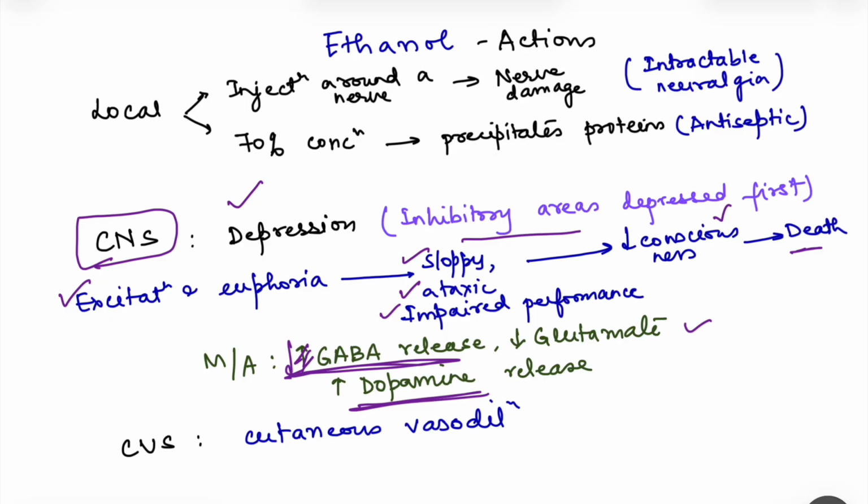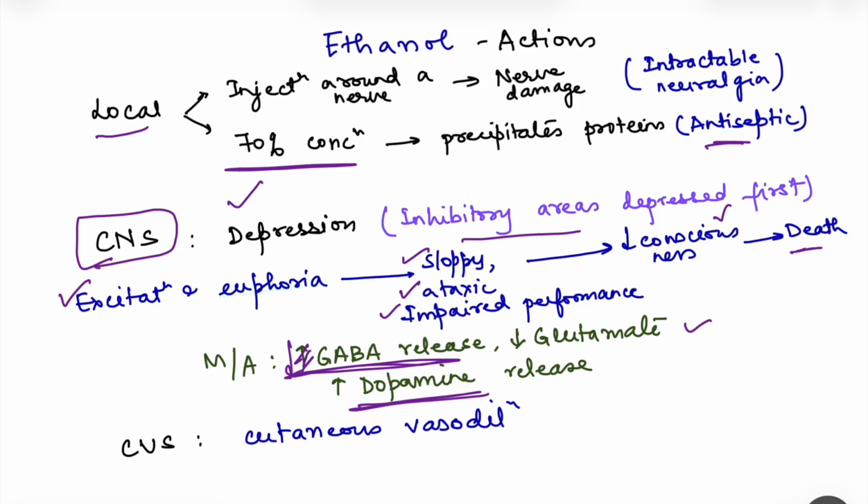Other actions of alcohol include local action, in which it is used as a spirit, basically in 70% concentration, and because it precipitates proteins at this concentration, that is why it is used as an antiseptic. You might have used this spirit in your physiology lab, path lab for cleaning your finger, or whenever taking blood samples, spirit is used.